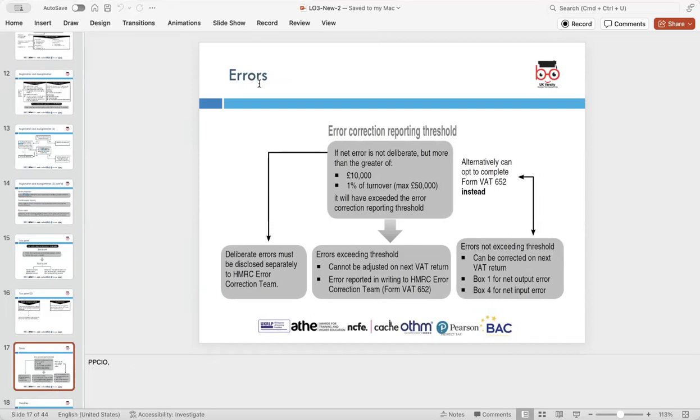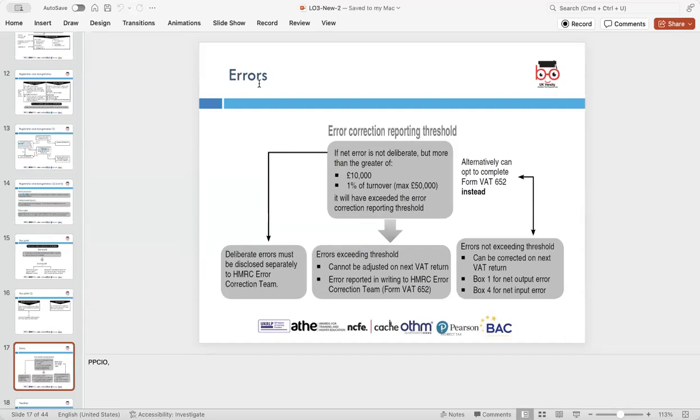Error corrections reporting threshold. When correcting errors in a VAT return, businesses must adhere to certain reporting thresholds. If the net error on a VAT return is not deliberate but exceeds the greater of £10,000 or 1% of turnover, up to a maximum of £50,000, it will surpass the error corrections reporting threshold.